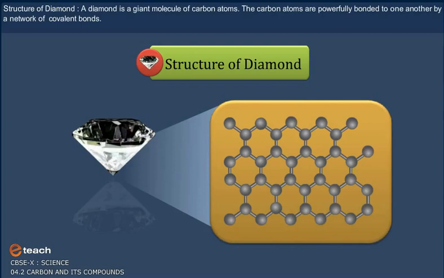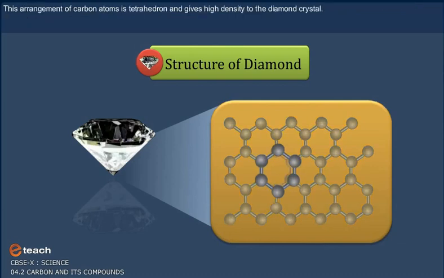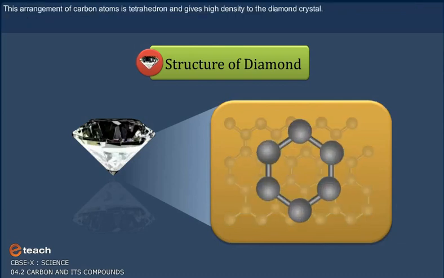Structure of diamond. A diamond is a giant molecule of carbon atoms. The carbon atoms are powerfully bonded to one another by a network of covalent bonds. This rigid structure makes diamond a very hard substance. Each carbon atom is linked to 4 other carbon atoms by strong covalent bonds. This tetrahedral arrangement of carbon atoms gives high density to the diamond crystal.